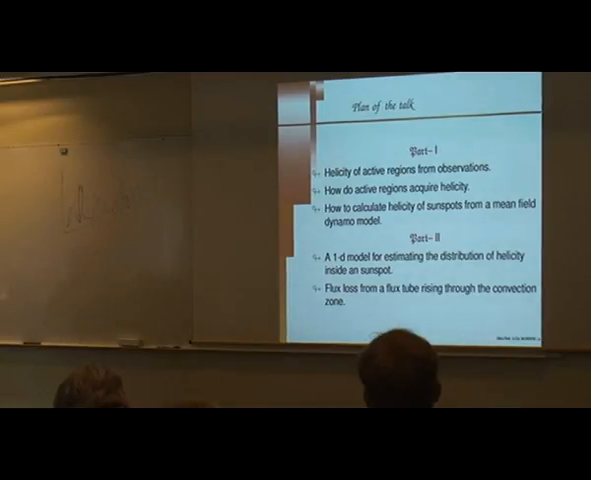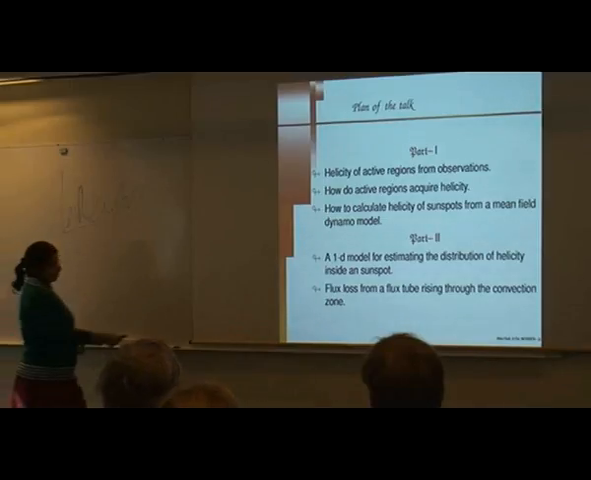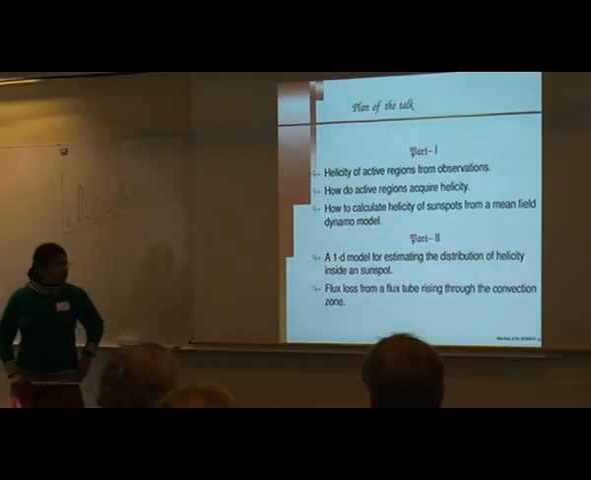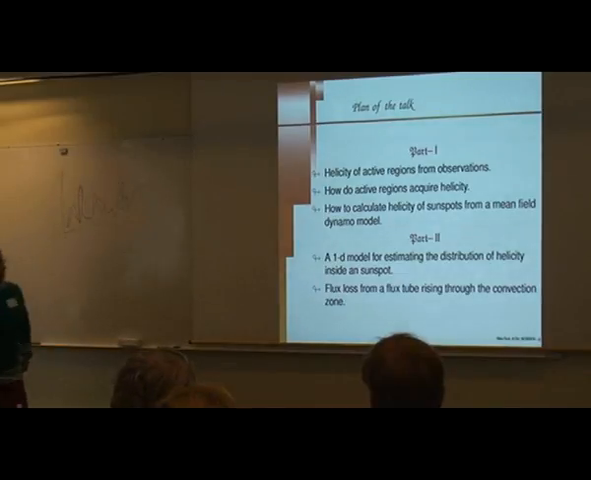When I'm talking about sunspots and active regions, I'm looking at them in different ways, because active regions are more complicated magnetic distributions rather than sunspots. And in the next part, if I have time for this, I'll talk about the distribution of helicity in a sunspot, that is, if you believe in the model that I'm going to talk about in part 1. And then about flux loss from a twisted flux tube which is rising through the convection zone.